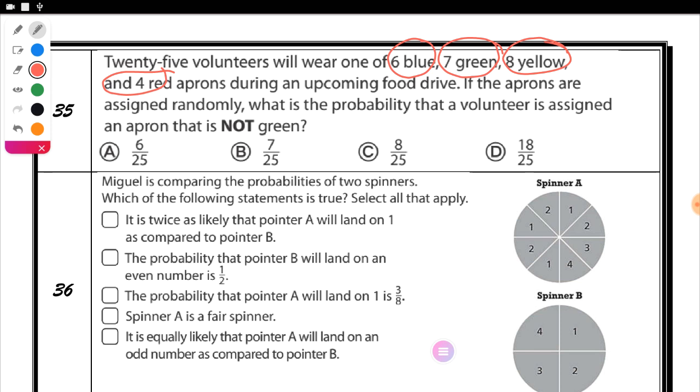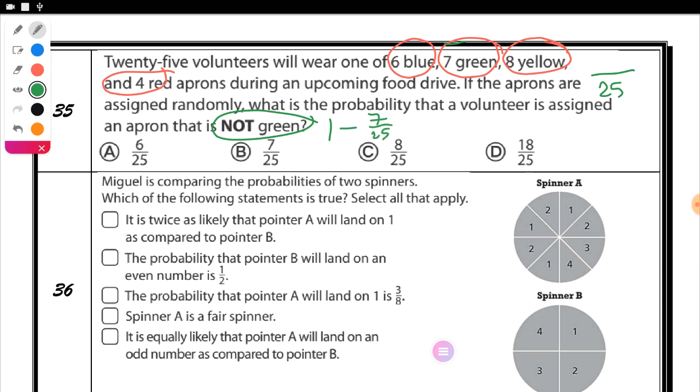So we want to check the probability of not green. First, not means 1 minus. So 1 minus the probability of green. Probability of green here, green is 7. And the total number of all colors, 6 plus 7 is 13, plus 8 is 21, plus 4 is 25. So the denominator is supposed to be 25. Green represents 7, so it will be 7 over 25.